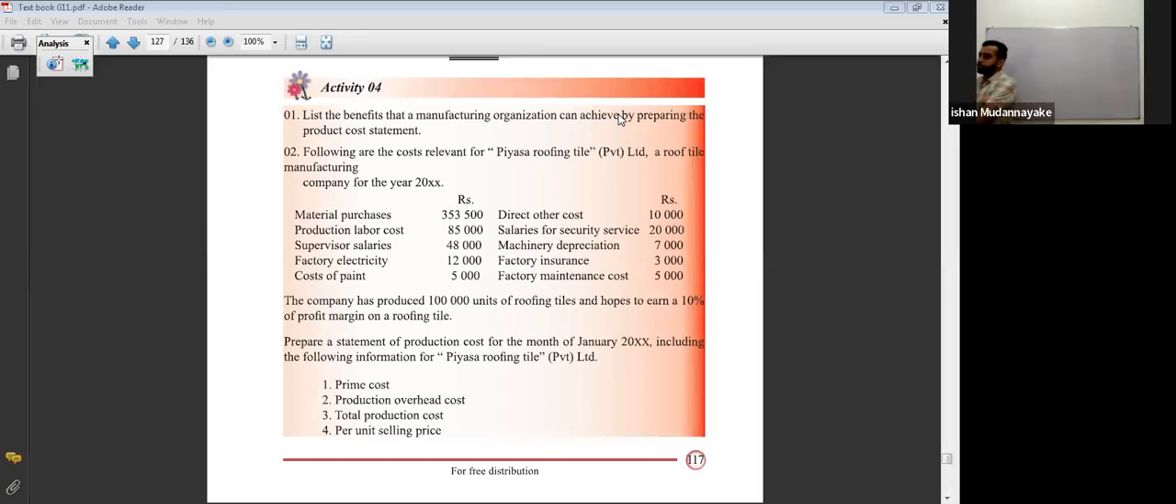to take management decisions. Okay, right. Here is a benefit of preparing production cost statement for a business organization. Look at the question given here. Second question here.